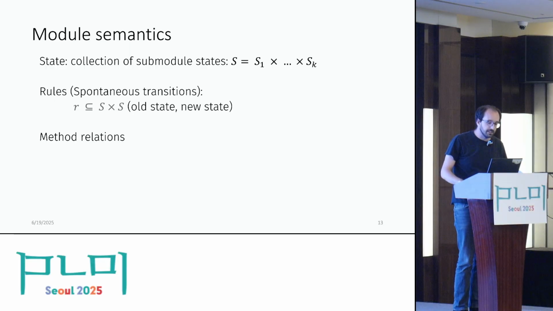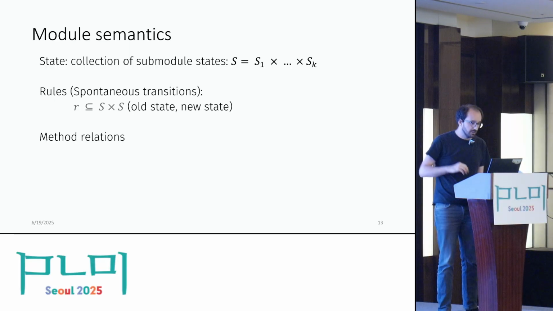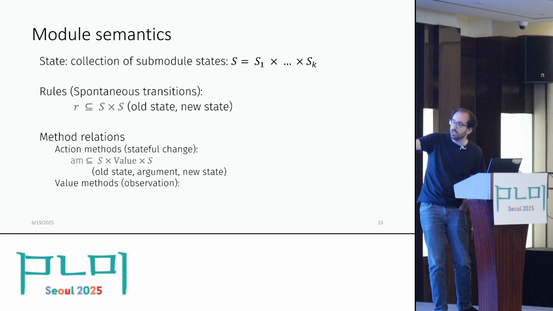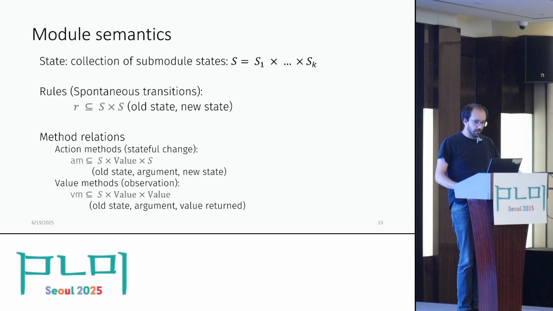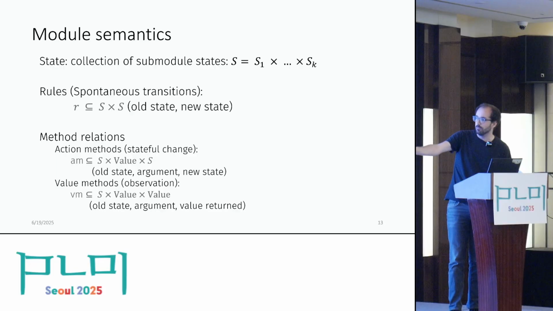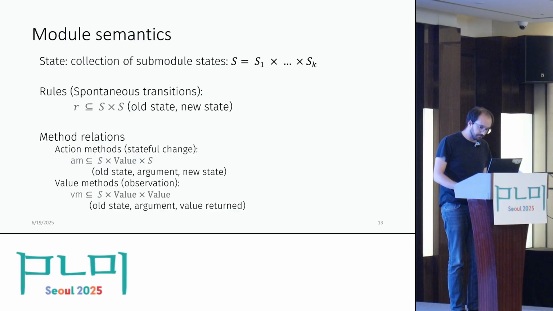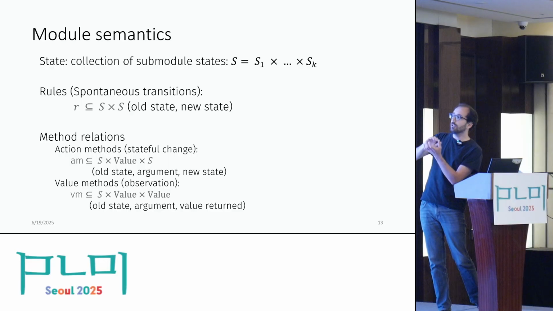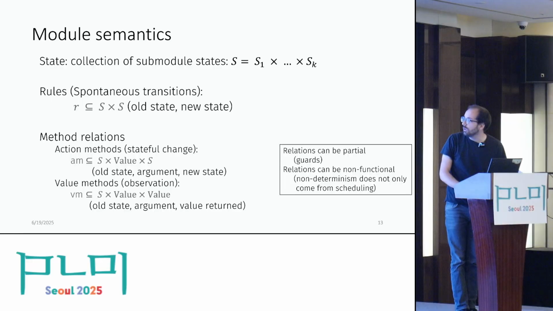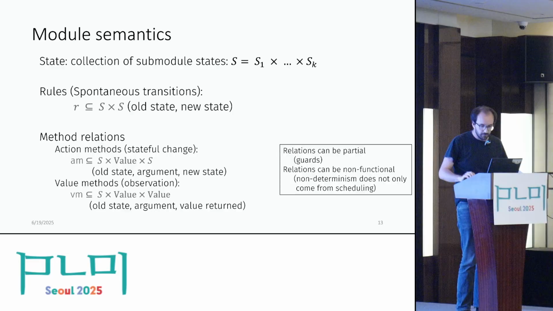The rules are simply going to be relations on states. The methods are going to be of two kinds, relations and action methods and relations and value methods, which are state cross argument cross new state and state cross argument cross new value return. And that's basically just a mathematical description of any Bluespec module. Very convenient because once we have that, we can model partial transitions and non-functional relations for non-determinism.